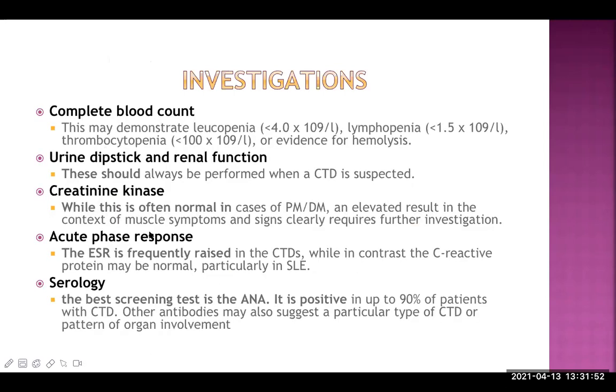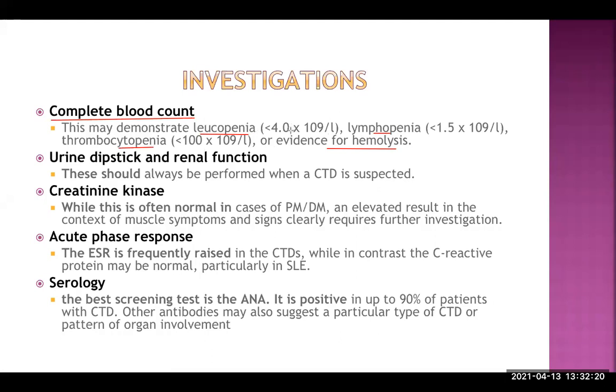Now, these are the different types of tests which we can do in a case of connective tissue disorder. So many tests can be ordered here, but you should give a little reason for that. CBC, if it is done, may demonstrate leukopenia, lymphopenia, and thrombocytopenia. See here. Or some of them may present with hemolysis also.